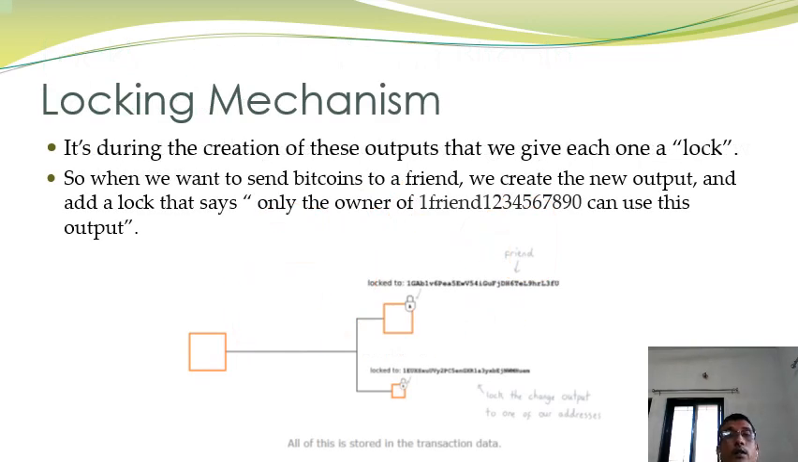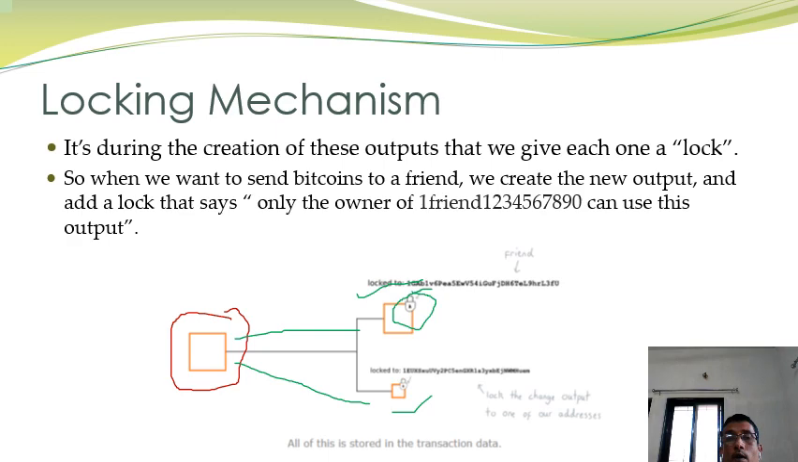It is during the creation of these outputs that we give each one a lock. So when we create outputs from the previous output, you can see this is the previous output, and from this previous output we have created two outputs. This is one and this is another, and on this output you can see a lock is placed, a lock is created. It is during the creation of these outputs that we give each one a lock.